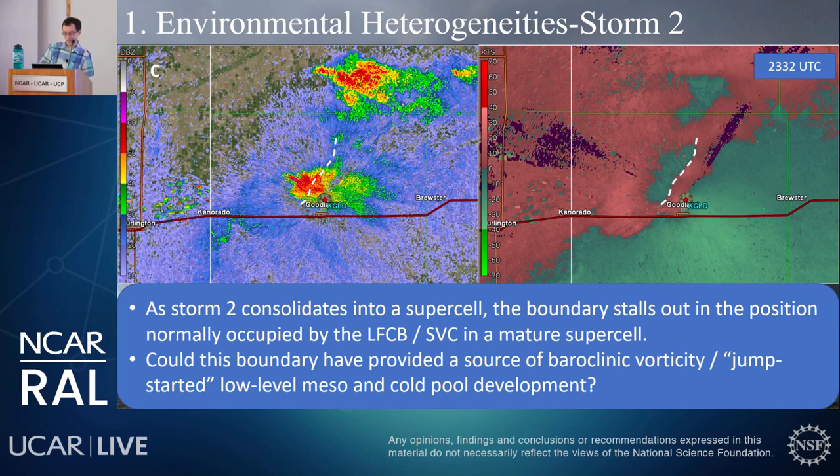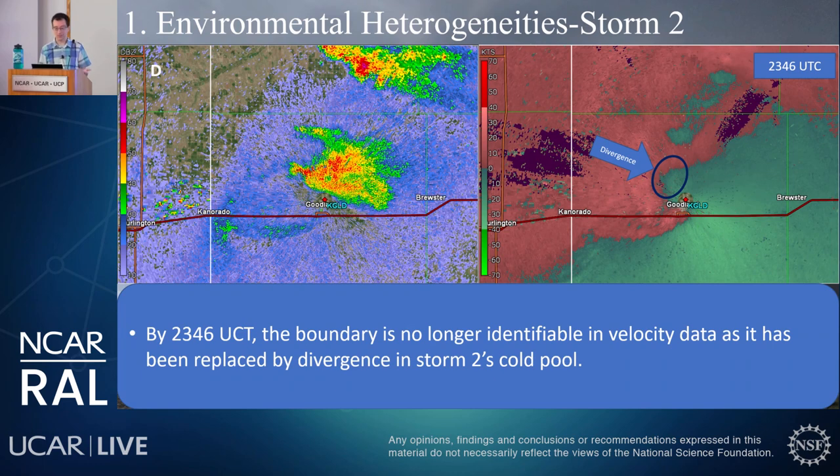So if you move about 15 minutes further into the future, that boundary doesn't really last too long once it stalls out. You get increased divergence from the cold pool developing kind of over it, and it's no longer identifiable at 2346. But the storm does rapidly intensify during that time. So that may have partly been due to kind of an assist provided from that boundary. Sadly, we don't really have good TORUS obs in situ in that boundary at this time, because TORUS is rapidly approaching from the south to actually collect obs on the storm.